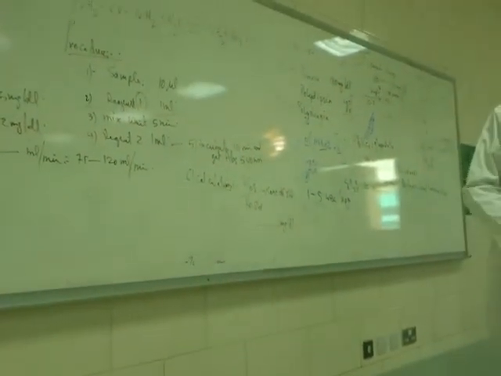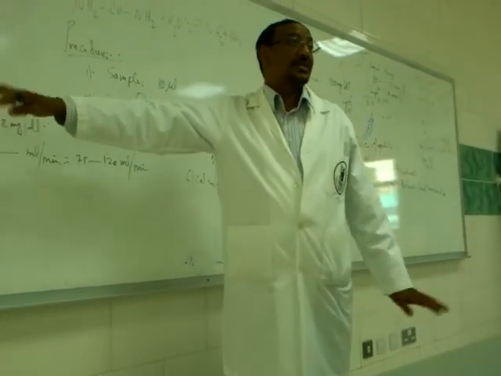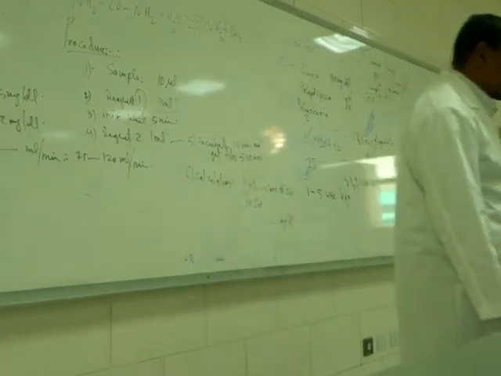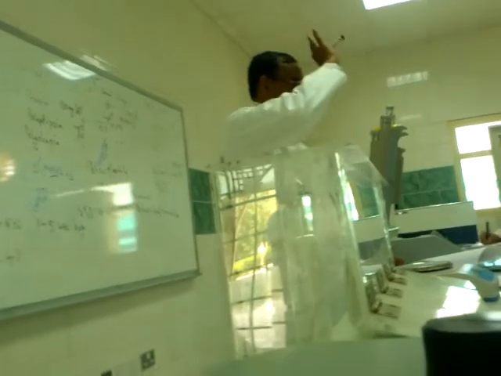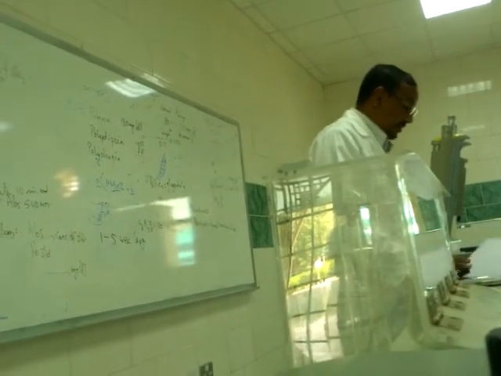Normal range of urea is 15 to 45 milligram per deciliter. Lower, up to 15, a lower value is not a problem. From 30 to 45 milligram per deciliter is the urea. More than 45, that will be the problem. Okay, fine.